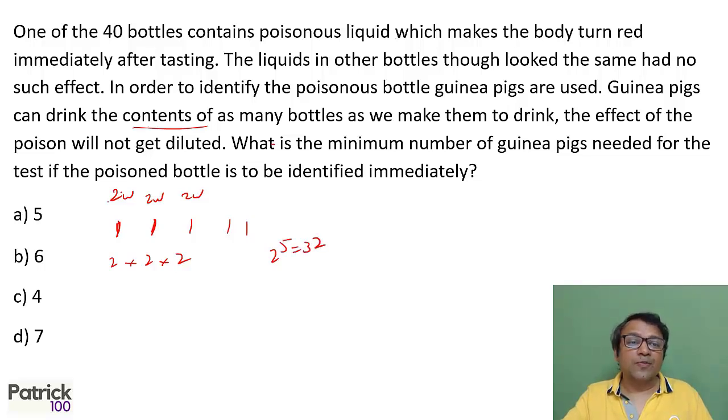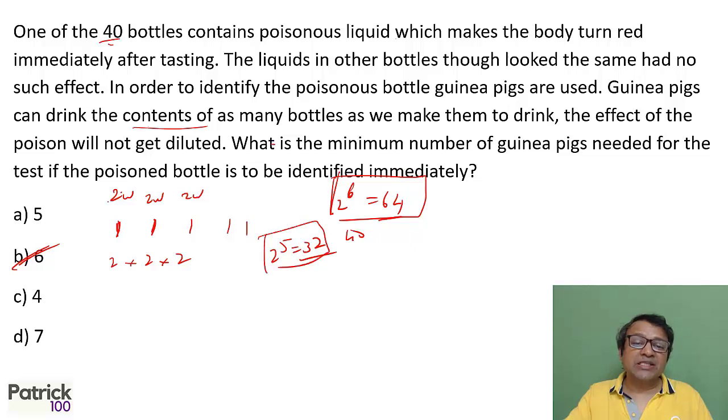But I want 40. So technically it should be 6 guinea pigs, 2 to the power 6. That's one way of understanding, because 2 to the power 6 is 64. So 40 lies between 32 and 64. So we need 6 guinea pigs, because with 5 guinea pigs, you can identify a maximum of 32 bottles. Okay, what is the other way of solving?